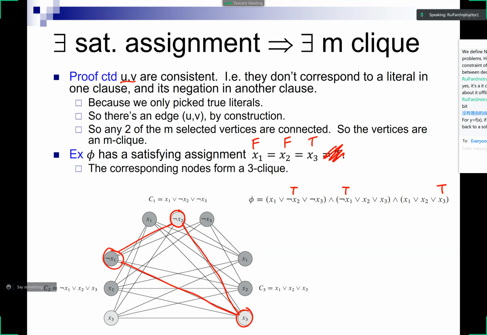So we see that anytime you find a satisfying assignment for this formula, if you pick out these corresponding nodes, then they're going to form an m-clique in the graph. Any questions about this?